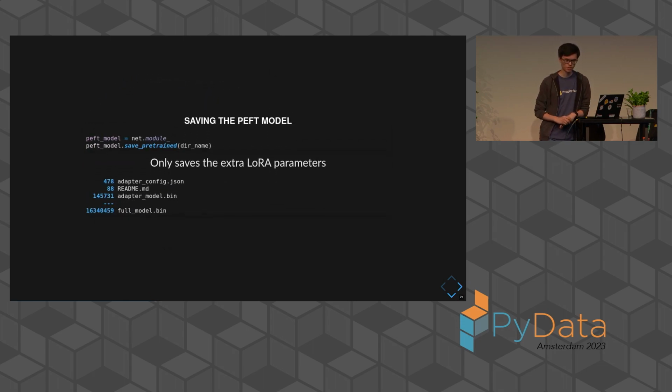Also interesting, if you want to save just those 1.4% of the parameters that were trained and not the whole thing, which can be quite large, you can also do it by calling the save_pretrained method. Then you can see that this adapter, that's what it's called, is only 1% of the size of the full model. So it also makes it much easier for you to share your fine-tuned model with others.